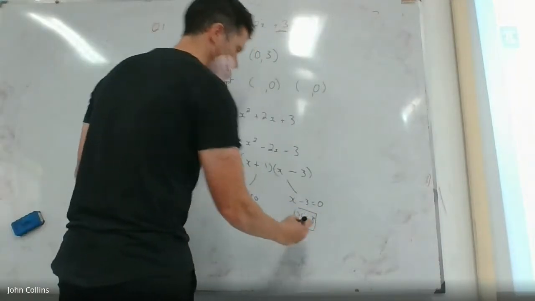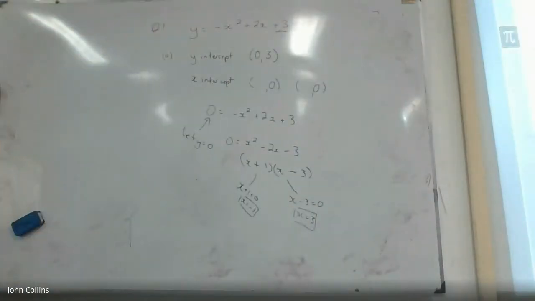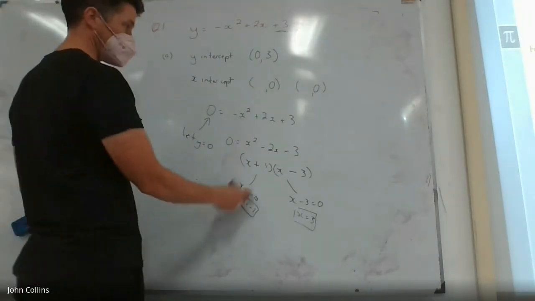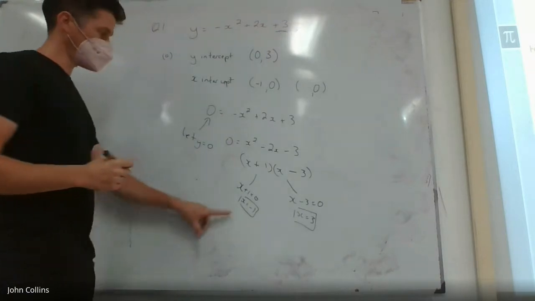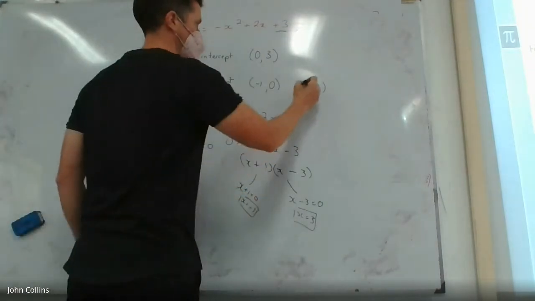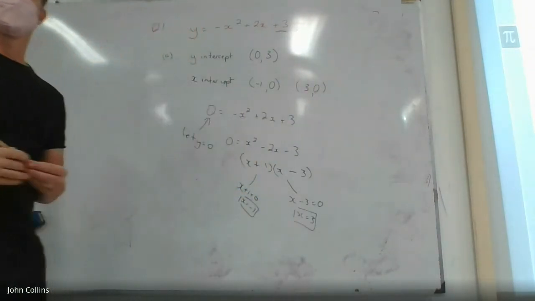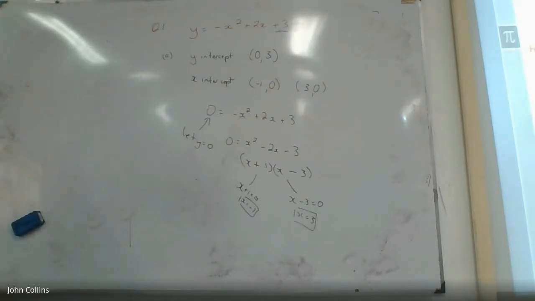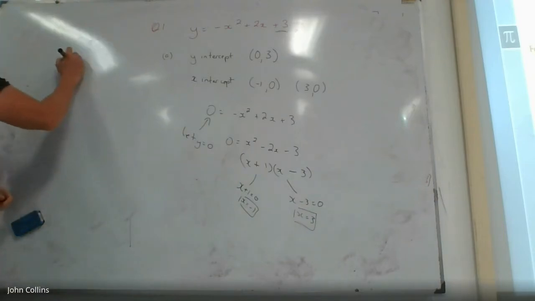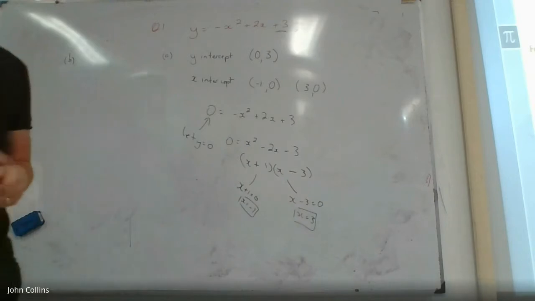Now, that's not how I write my answer. That's just the x values. How I write my answer then is -1, 0 is 1 point, and the other time I did it, I got 3. I put my answers in point form. That is the axis intercepts of a quadratic.